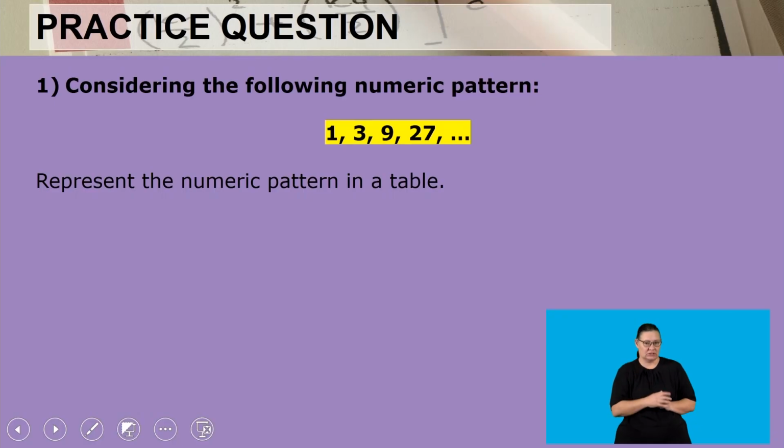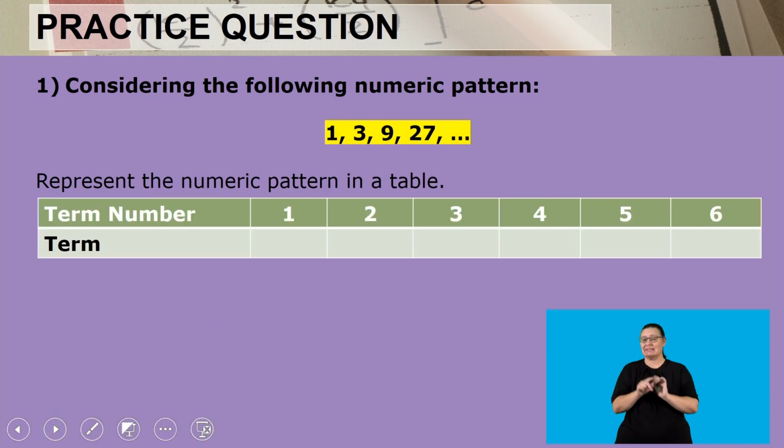Our first question says, considering the following numeric pattern, 1, 3, 9, and 27, represent the numeric pattern in a table. Remember, for us to represent this numeric pattern in a table, we must know what the rule is, or at least how to move from the first term to the second term, from the second term to the third term. Looking at our table, it is asking us for the first 6 terms.